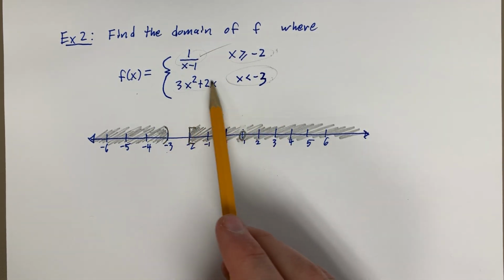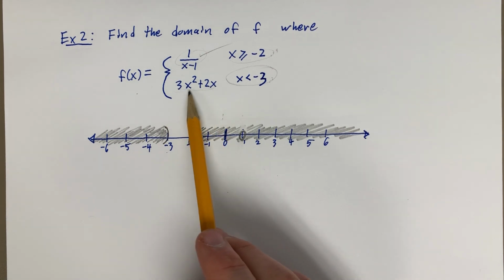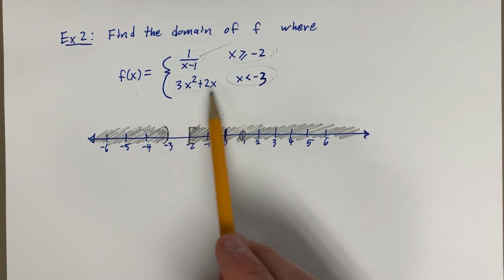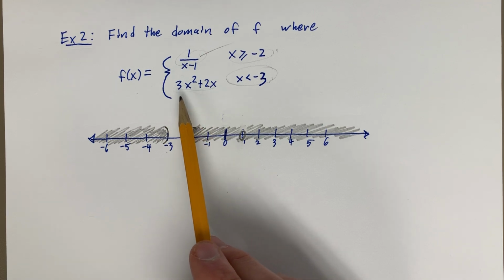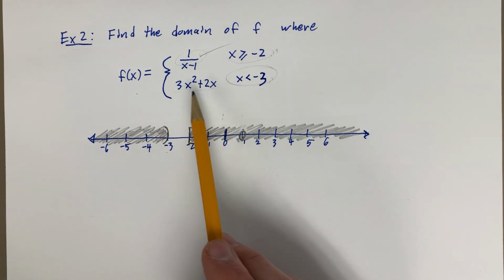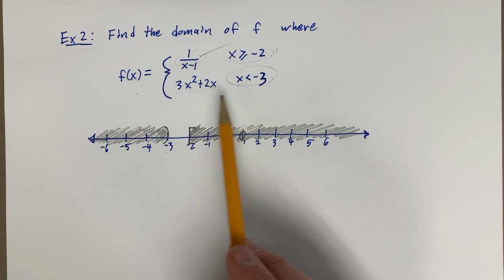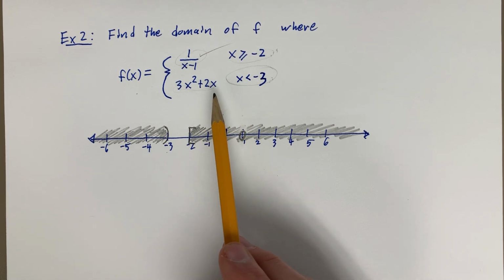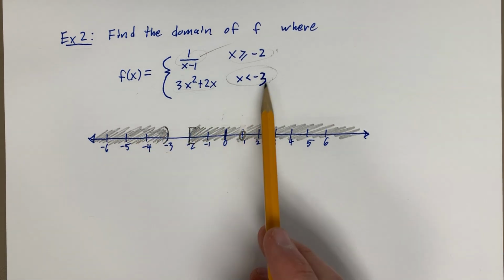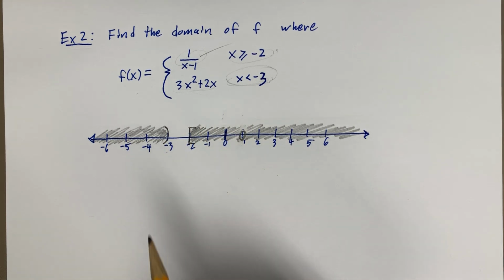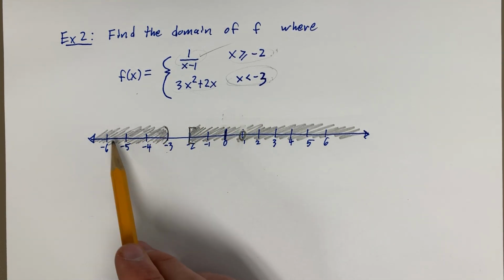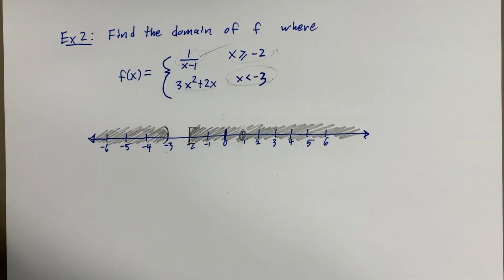Let's handle this one. This is a polynomial. So we have 3x squared plus 2x. There's no chance for division by 0 here because there's no fraction, and there's also no radicals. So this is going to be defined everywhere. And it's certainly going to be defined on this region, which is when x is strictly less than minus 3. So we're okay with this. We don't have to erase anything on this side.